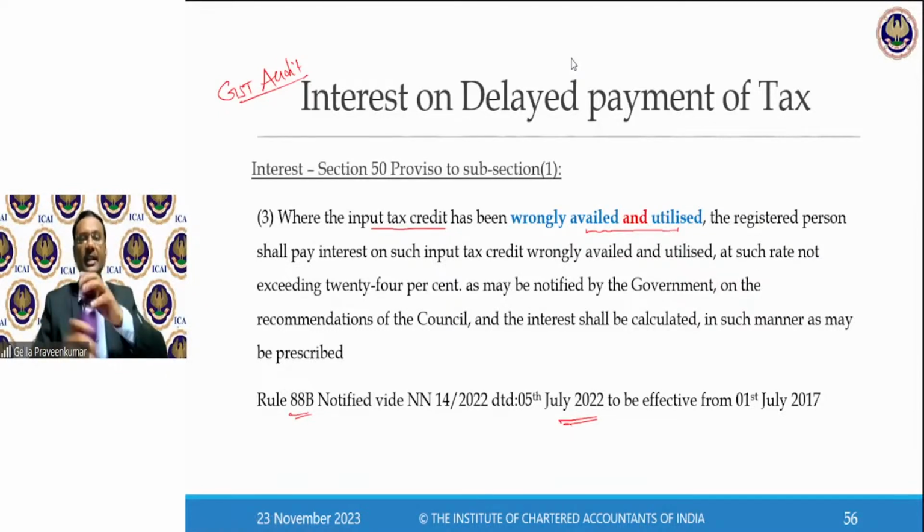Any doubts in this regard? Please let me know. Section 50 subsection 1, section 50 subsection 3. Are you clear with both these provisions?